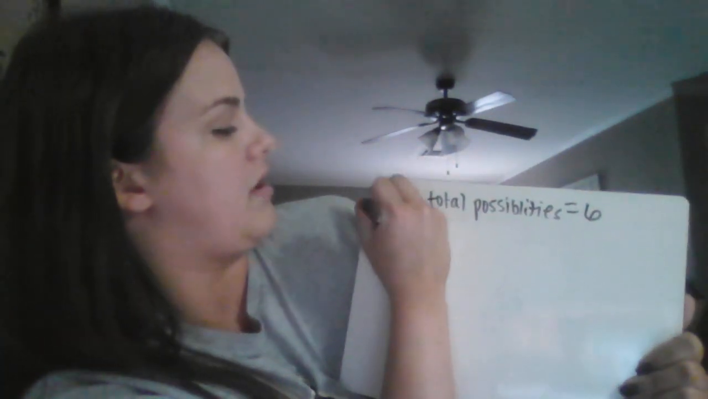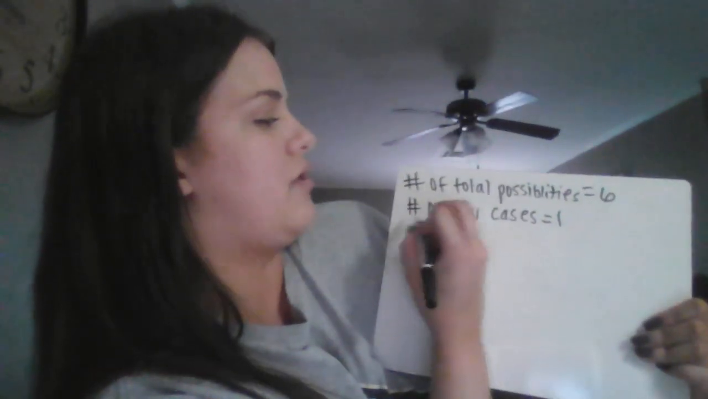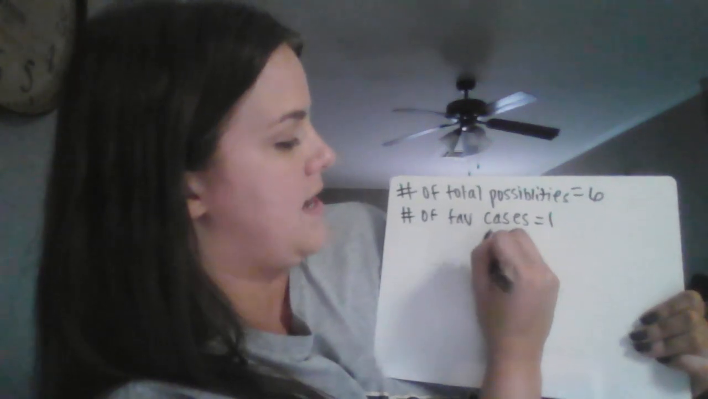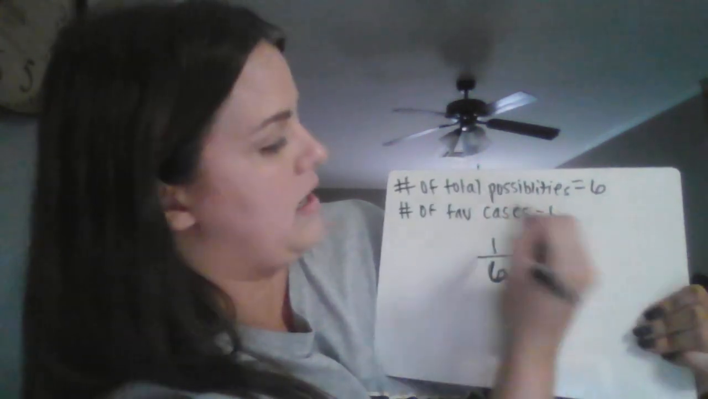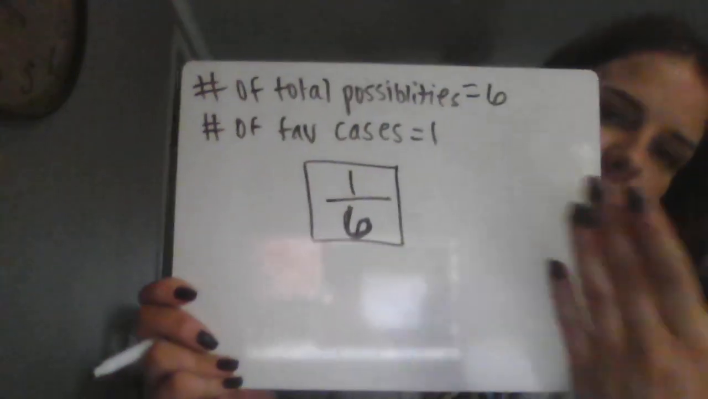Then our number of favorable cases, if we're looking at numbers less than 2, is only going to be 1. Now we're going to put that into a fraction, or decimal form. I'm going to put it into a fraction. So our number of favorable cases is on top, 1, over our number of possible outcomes, which we decided was 6. We cannot simplify this one anymore. So the probability of rolling a number less than 2 on a standard die is 1 over 6. And I will show this one more time. That's my first 2 problems.